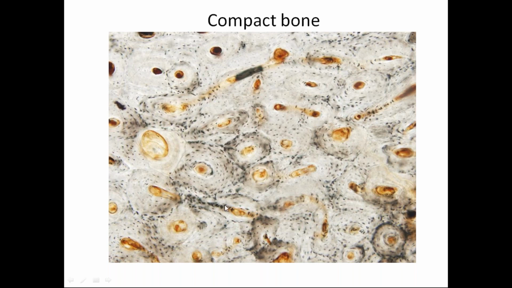When Haversian canals connect with each other, you can see my cursor going, this is called a Volkmann canal. So the cortical bone of a long bone is compact because of this arrangement.